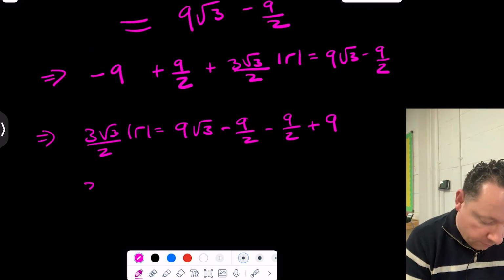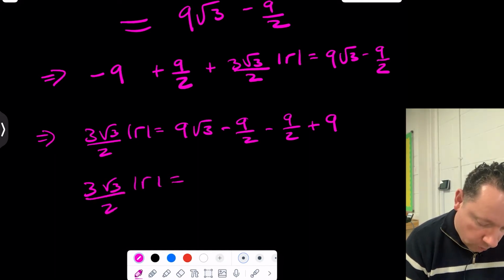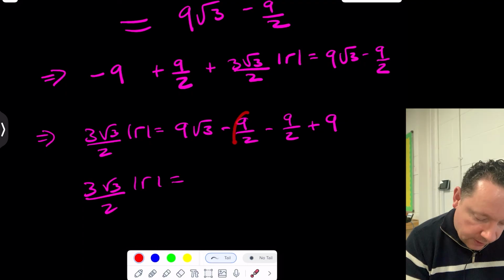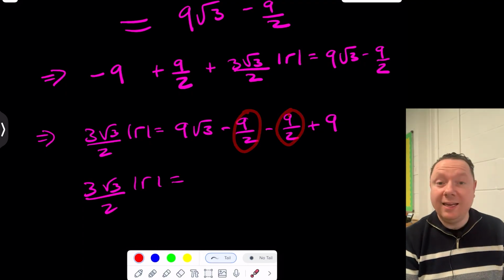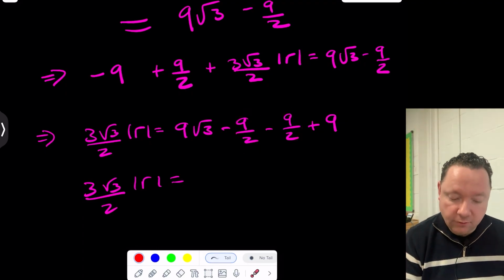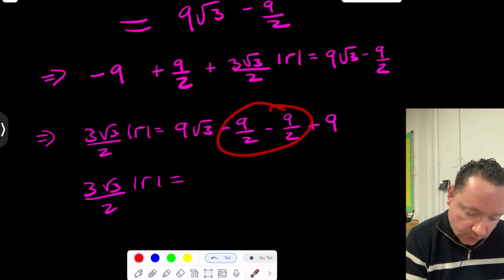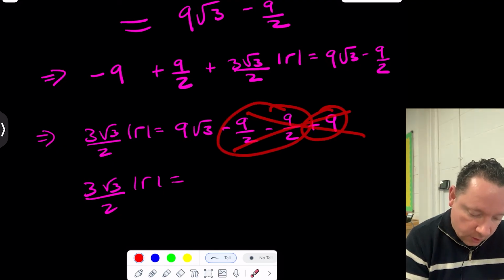So that means 3 root 3 over 2R equals, well, let's just have a look at that, minus 9 over 2. Minus 9 over 2 is minus 18 over 2. 18 over 2 is 9, so that's just minus 9 plus 9, which is 0. So all that's gone. So we've just got 9 root 3.